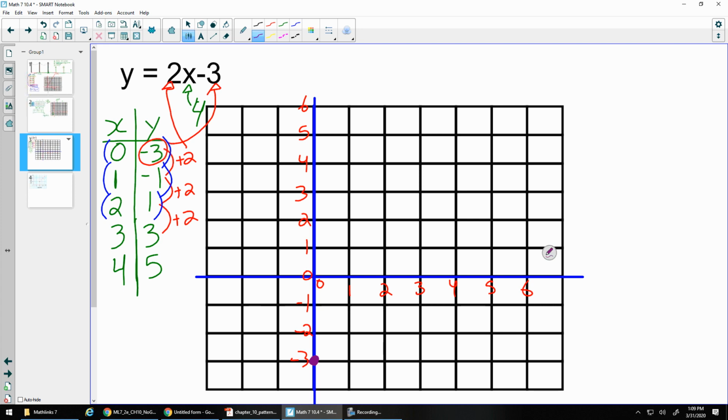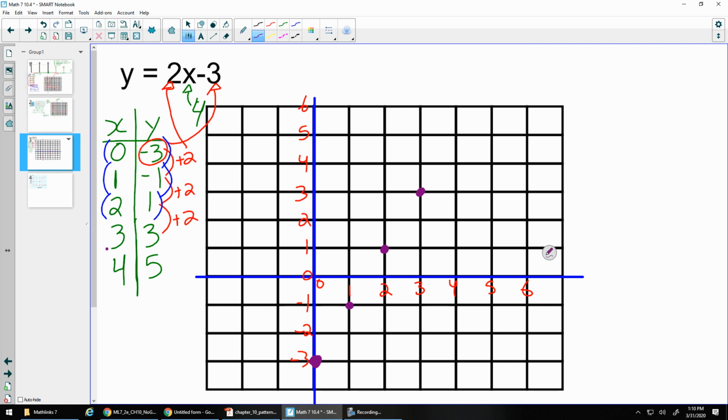So we said when x is 0, y is equal to -3. When x is equal to 1, if we go to 1 on the x-axis, the horizontal axis, y is equal to -1. When x is equal to 2, y is equal to 1. When x is 3, we see that y is equal to 3. So we find 3 on the x-axis, we go up to y is equal to 3.